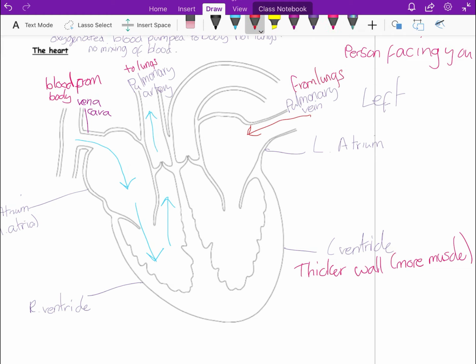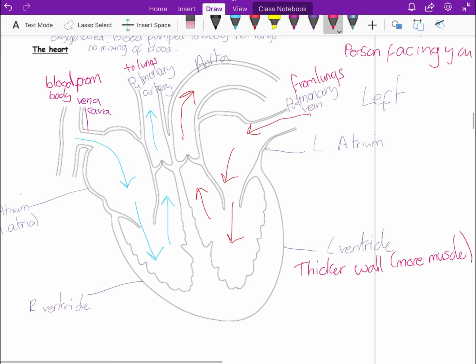So again, pulmonary because it's a blood vessel to do with the lungs, and vein because it's blood returning to the heart. And again, the blood will move down into the left atrium, into the left ventricle, and then up and out of the heart through the largest artery in the body, which is called the aorta. So this is a very, very large artery. It's got very, very thick walls.